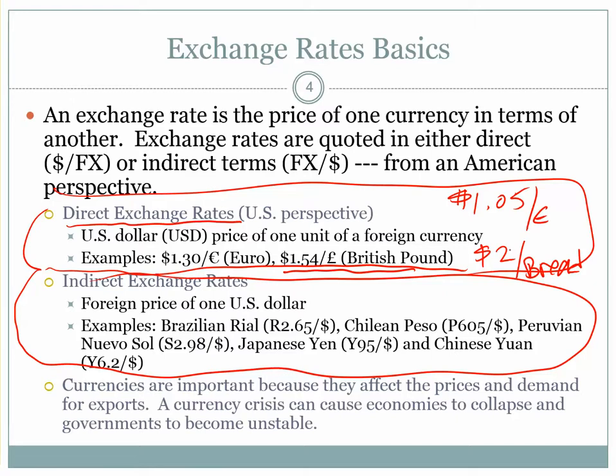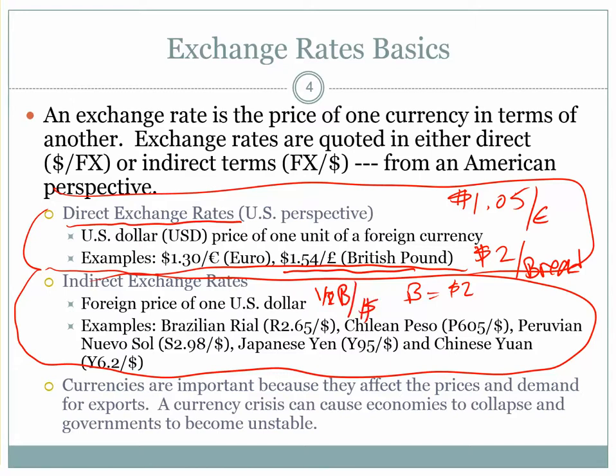So for example, if bread at your supermarket is selling for $2 per loaf, you could also get a bread per dollar price. You can say that one loaf of bread is selling for $2. Or you can say I can get half a loaf of bread for $1. So the bread per dollar exchange rate would be half a loaf of bread per dollar.